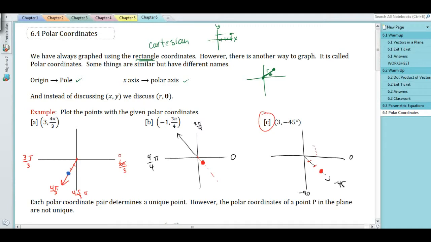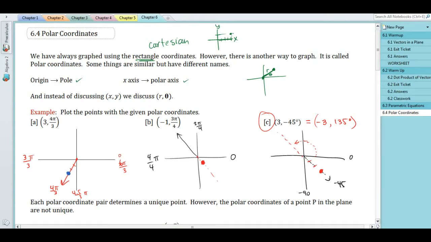Well, what if I decided to measure the angle this way? If I added a full 180 to it, then I would have just gone negative. So I could have also said negative 3, and then adding 180 would be what, 135? So another way I could have told you that point was I could have said, hey, look in the direction of 135, and then go backwards 3. And you would have been like, what? Crazy. So that's another way to do it.